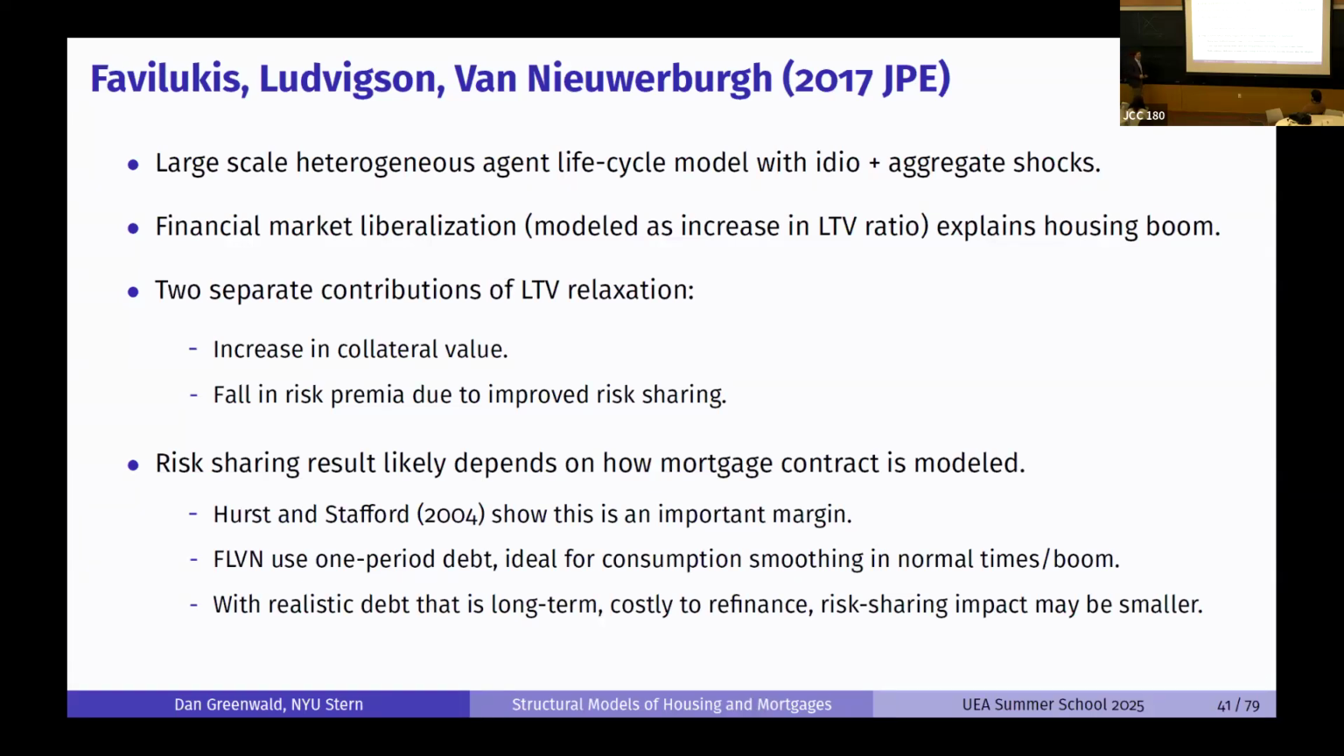This is probably a bit overstated, but it is shown in kind of this Hurst and Stafford paper that your home equity is an important margin for smoothing consumption. So I think there's something there. Quantitatively, I don't know exactly how strong it is. This might be another area for future research.